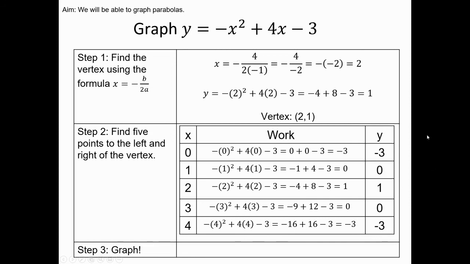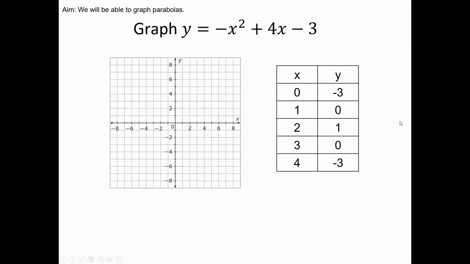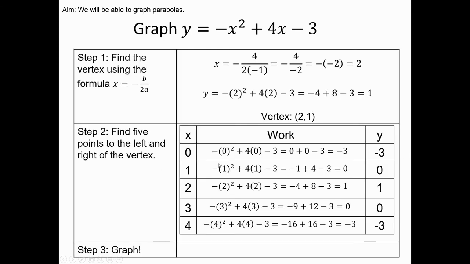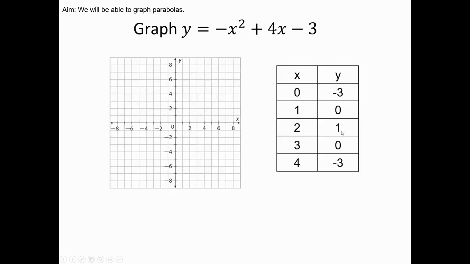All right, let's do the easy part at this point, because we already have our points, which I'm just going to put right here just so we can see that. That's where these are coming from: (0, negative 3), (1, 0), (2, 1), (3, 0), (4, negative 3). That's all right here. Now I'm just going to graph it, guys.